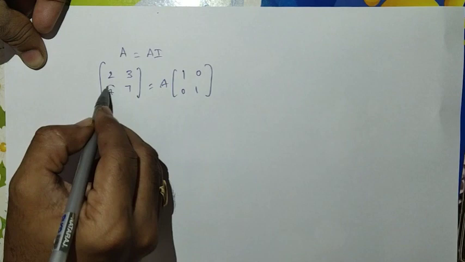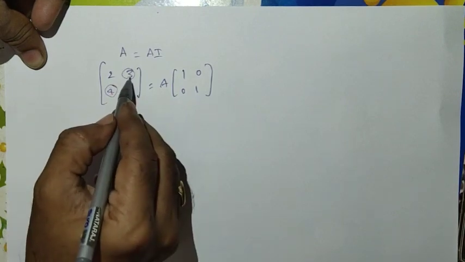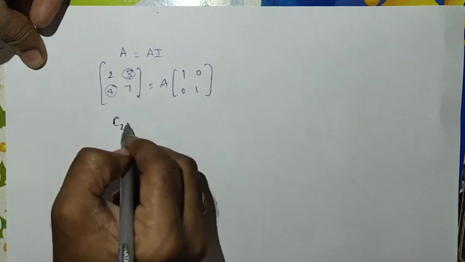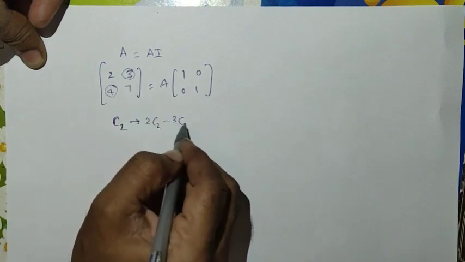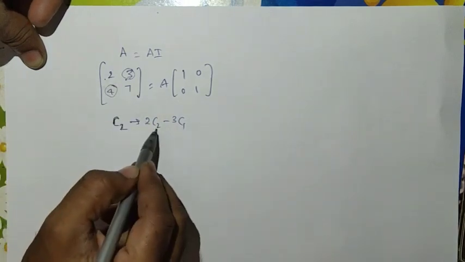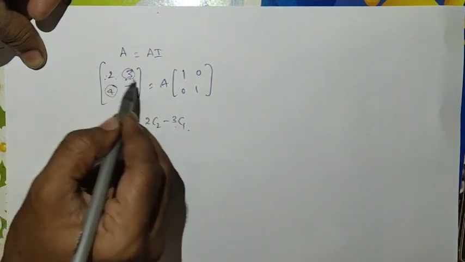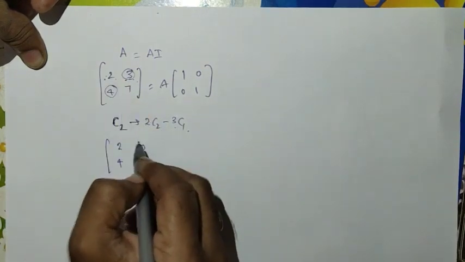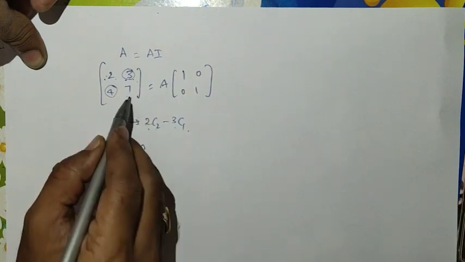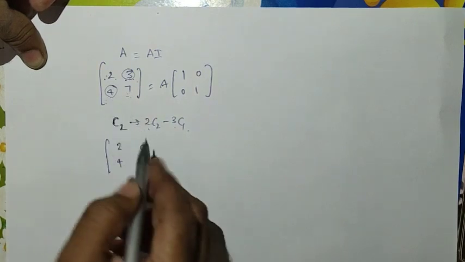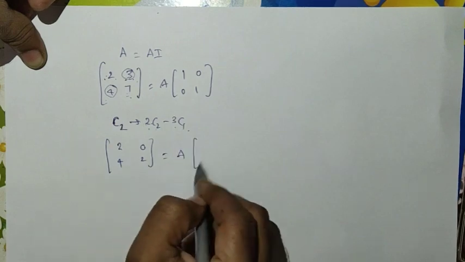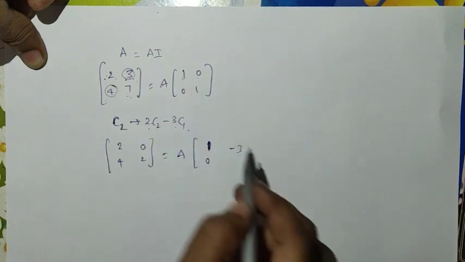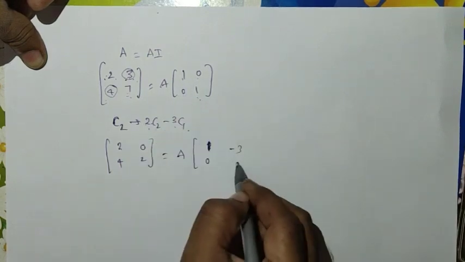Now, I want this to be 0, this to be 0. To make this 0, first 3 I will take from here. Column 2 is equal to 2 column 2 minus 3 column 1. 2 3s are 6, 3 2s are 6, so 6 minus 6, 0. Others will change as they are. 2, 4. Now 2 7s are 14, minus 12, 2, is equal to A into 1, 0, 0, minus 3, because 0 minus 3 1s is minus 3, 0 minus 3 times 0 is 0, and 1 minus 0 is 1... 2 1s are 2 minus 0, 2.